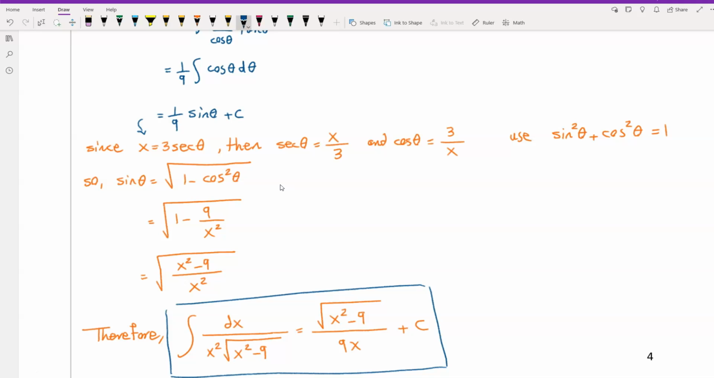I used sine squared plus cosine squared equal to 1, and based on that we can find sine, because here we have sine. I'm trying to find what we have to use instead of sine for that part. So sine is equal to the square root of 1 minus cosine squared, and that is equal to the square root of 1 minus, cosine is 3 over x, so 3 over x squared, we're going to have 9 over x squared. And then simplify this part, so we have denominator x squared, and on top we're going to have x squared minus 9.